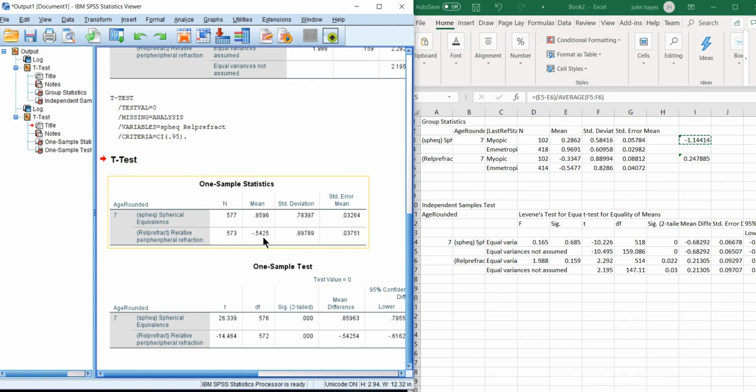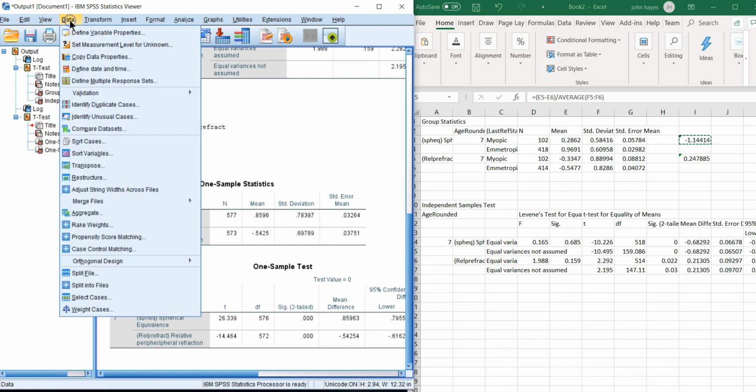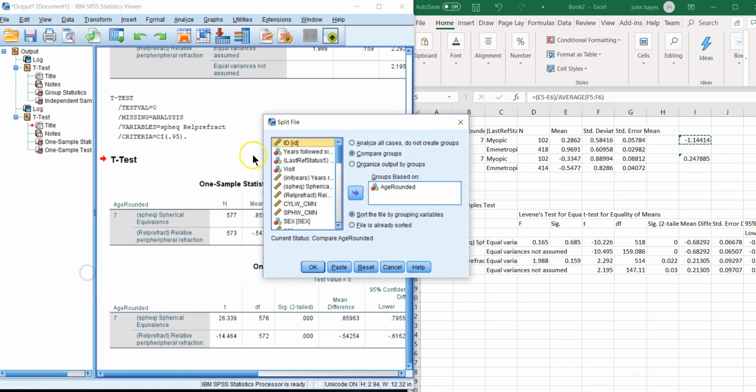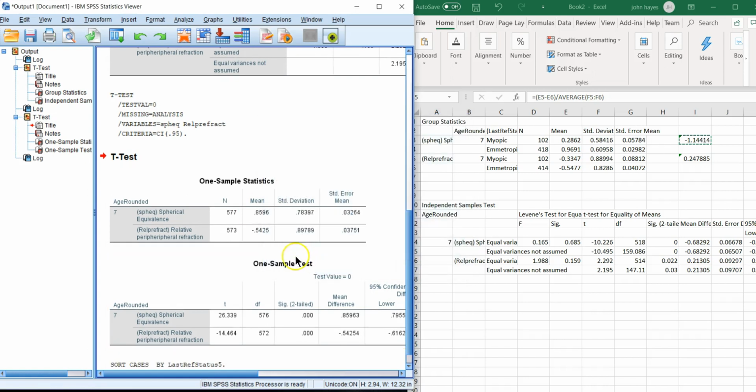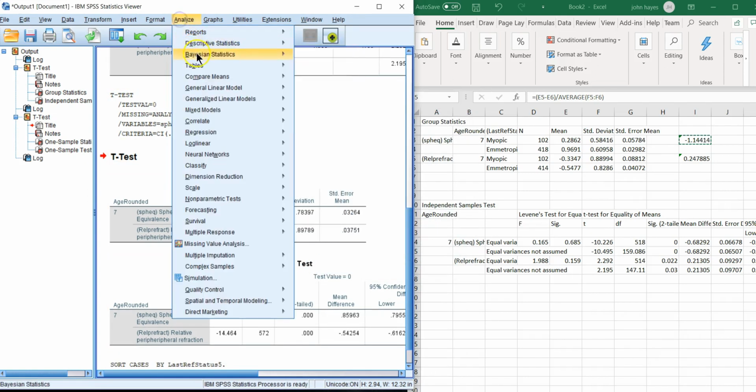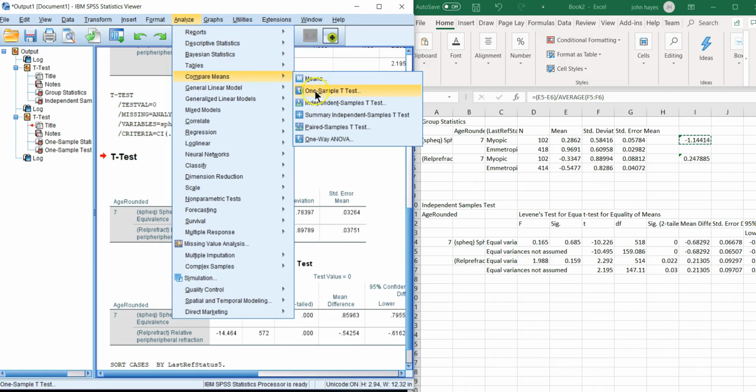Now, one thing that we have to realize here is this is everybody. So really we should data split and do it for each of our groups. We'll do age rounded. Let's do last refractive status. And let's run it again, compare means.